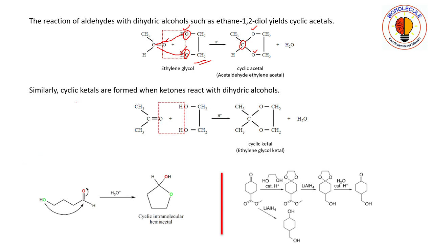Similarly, cyclic ketals are formed when ketones react with dihydric alcohol. Previously it was acetone, previously it was acetaldehyde, that is an aldehyde. Now this one is a ketone. You simply remove one water molecule like this as shown in the box, and you will get a cyclic ketal, also known as ethylene glycol ketal, and one water molecule.